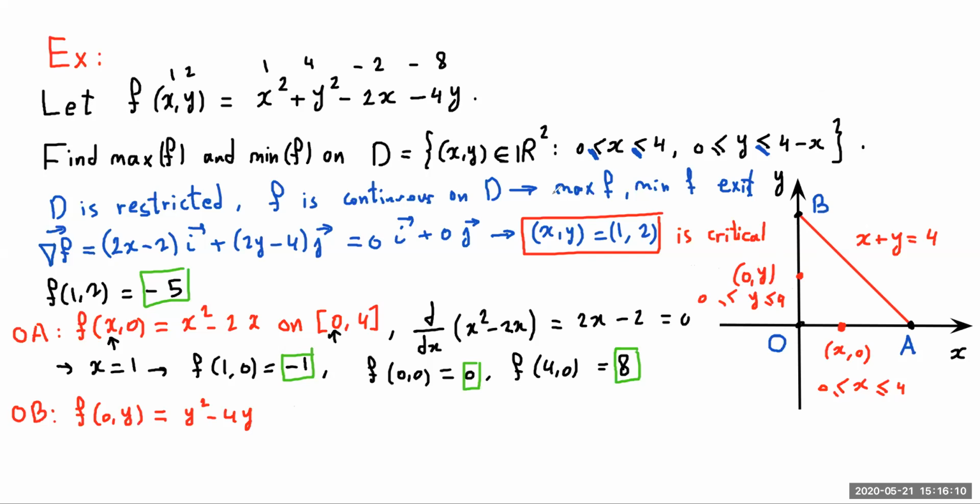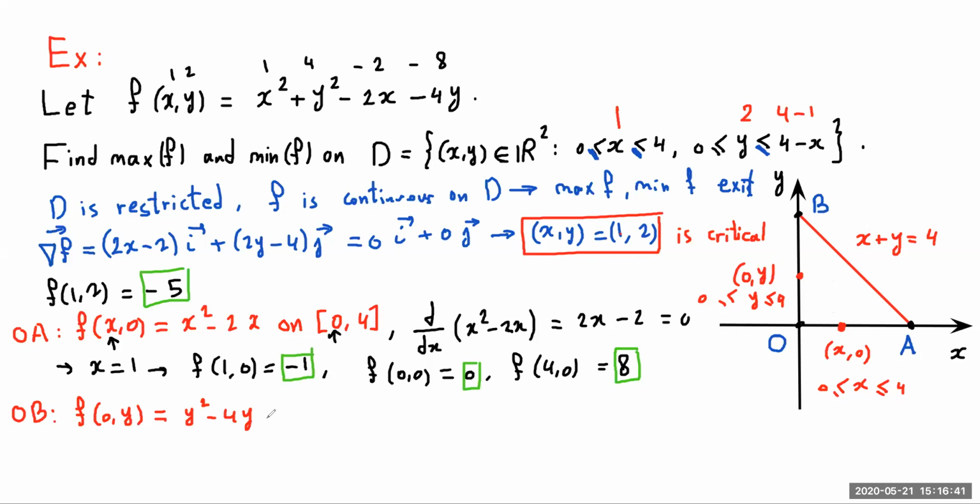Okay, we have a remark here before this. The critical point was (1, 2). Is (1, 2) inside the region D? Let's verify. I put x = 1, is 1 between 0 and 4? Yes, correct. Is the number 2 between 0 and 4 minus 1? Yes, it's correct. So the point (1, 2) is inside the region D. So it's important to verify that.